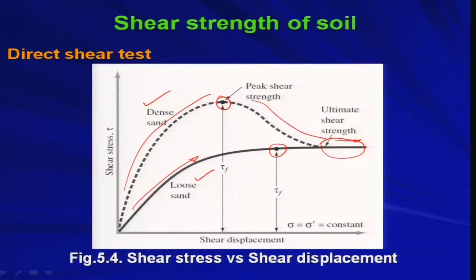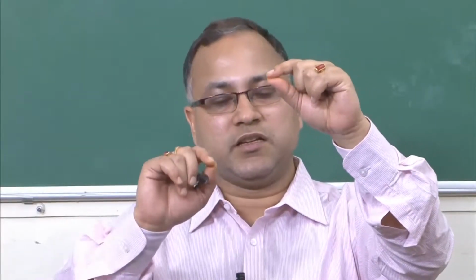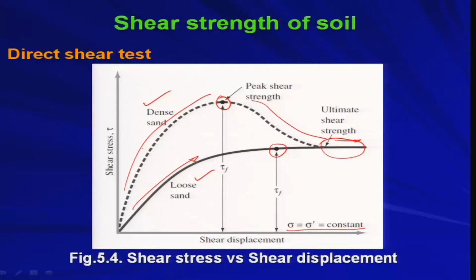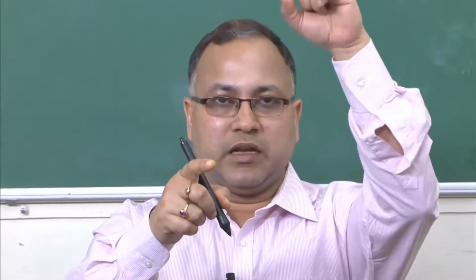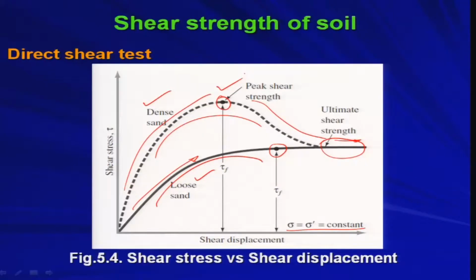This is for a constant normal load test. That means you apply some normal force, as I told you, and keep it constant, and then you gradually shear it. In the process of shearing, you get these curves developed. Gradually the shear stress increases with the shear displacement, and it reaches the peak for dense sand, and then it falls down, right. Similarly, for loose sand it will continuously increase and become constant, right. Okay.